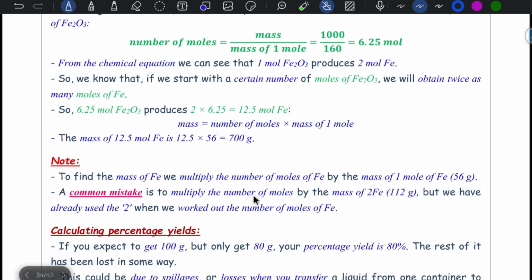Take care that to find the mass of iron, we multiply the number of moles of Fe by the mass of 1 mole, 56. A common mistake you make in the exam is to multiply the number of moles by the mass of 2 Fe, 112. Common mistake. Most students do this. But we have already used the 2 in working out the ratio, so do not use it once again.